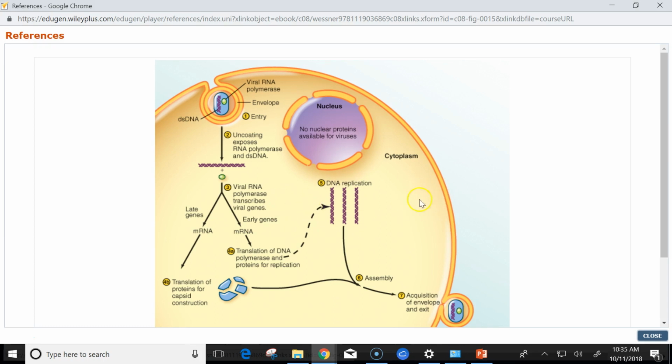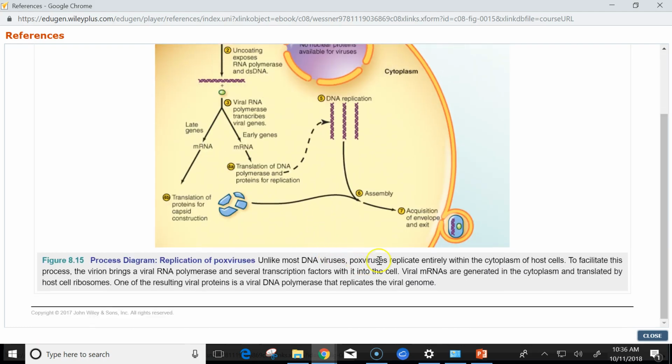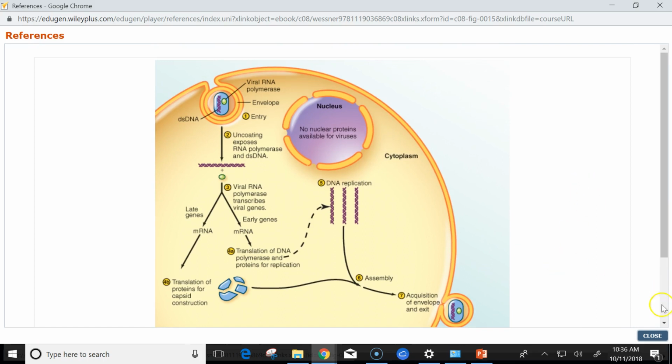But apparently, DNA polymerase, outside the cell, outside the nucleus, DNA can be copied. Yeah, RNA polymerase. Okay. Pox virus is an example of that.